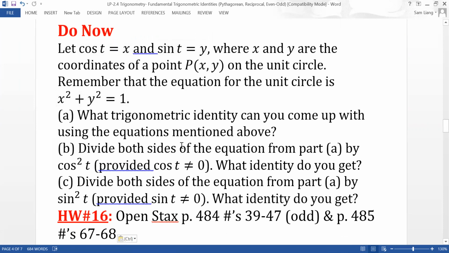Part B, we're going to divide both sides of the equation from part A by cosine squared t, given that cosine t is not equal to 0, because otherwise it would be undefined. And you're going to find that we're going to get an identity. Part C, we're going to do the same, but this time we're going to divide by sine squared t and find an identity. All right, so if you need to copy this down, please pause the video here. Otherwise, I'll move to the solution.